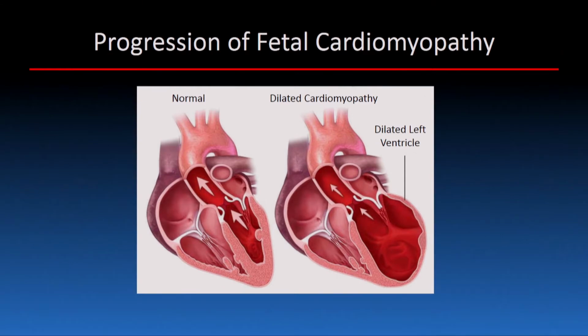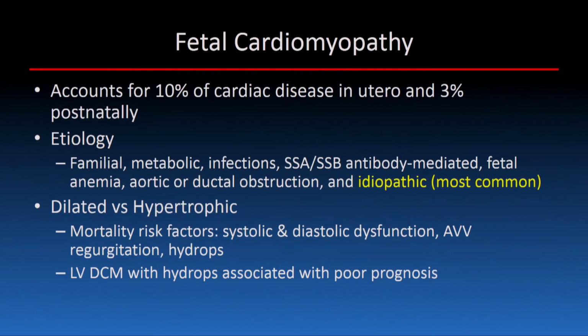So I'm going to move on to another lesion, fetal cardiomyopathy, and progression of the disease and complications related to cardiomyopathy. About 10% of cardiac disease in utero is accounted for by cardiomyopathy, with 3% postnatally. So there is a significant fetal loss. The etiologies include familial, metabolic, infectious, immune-mediated, fetal anemia, aortic or ductal arch obstruction, but the most common is idiopathic, is what we see.